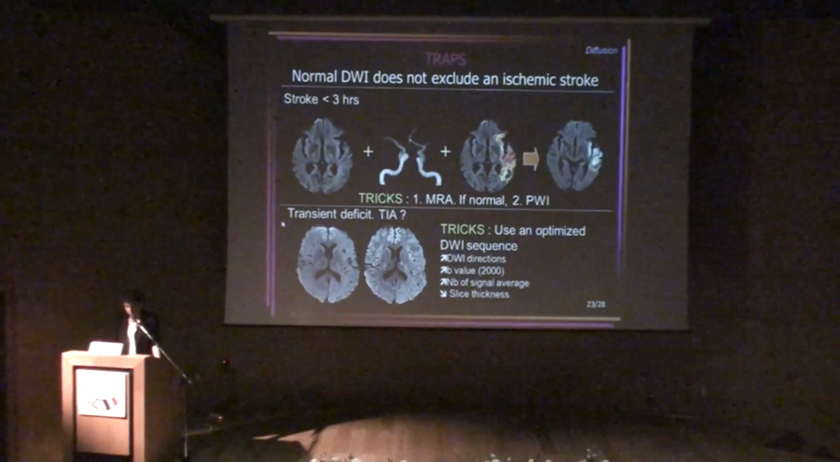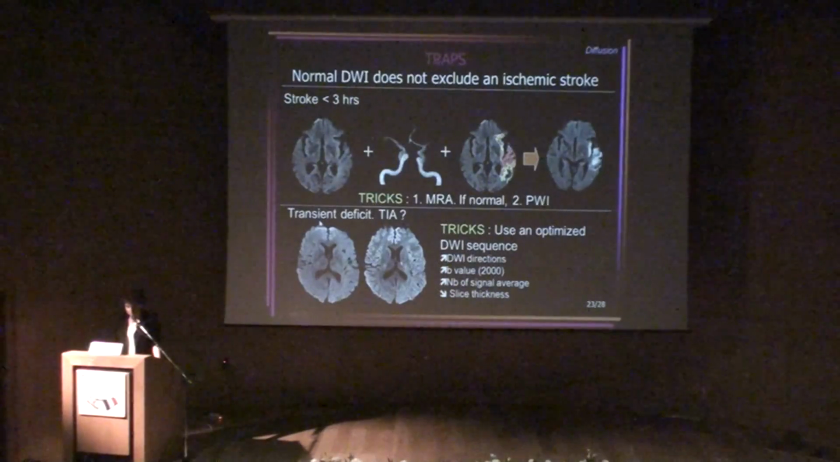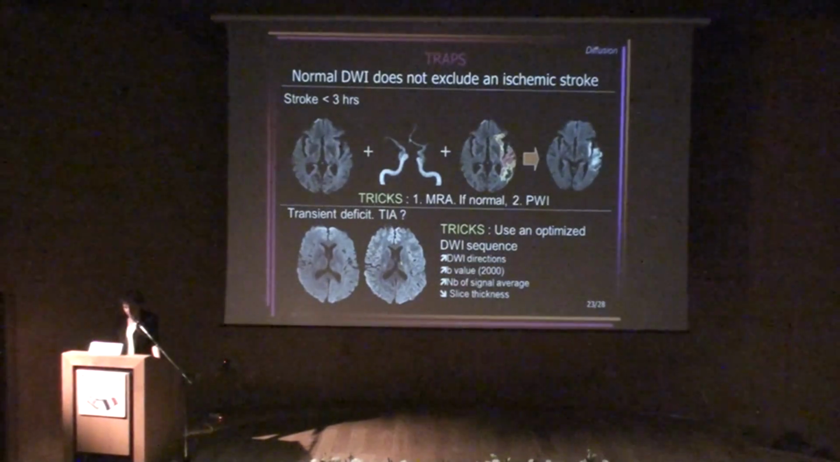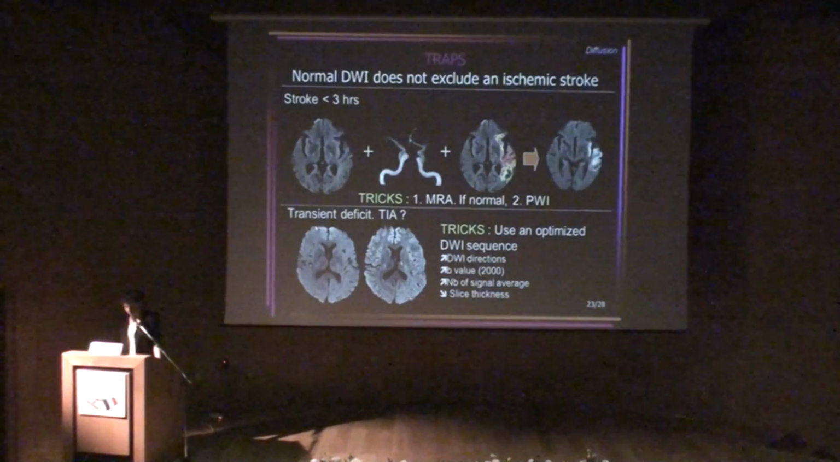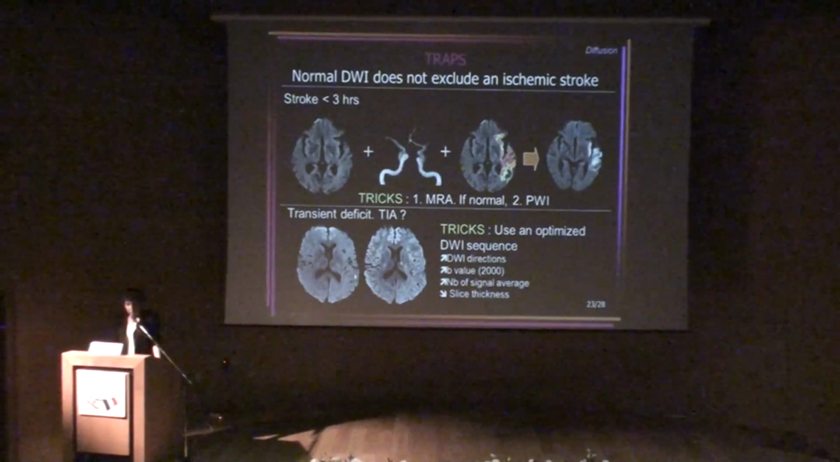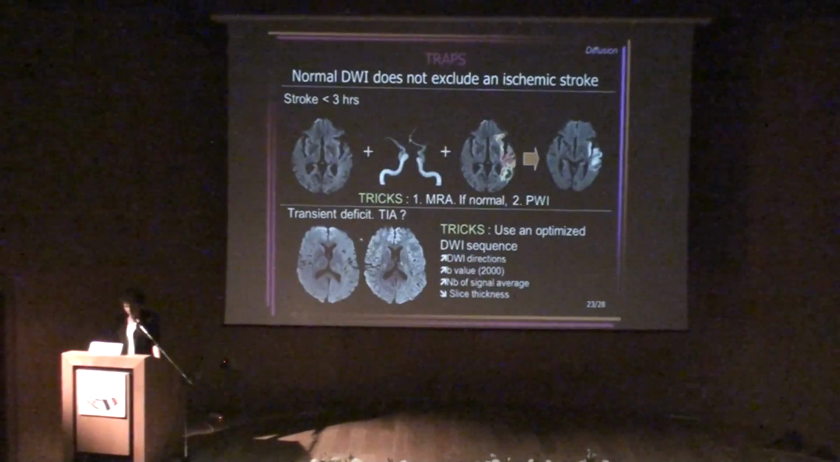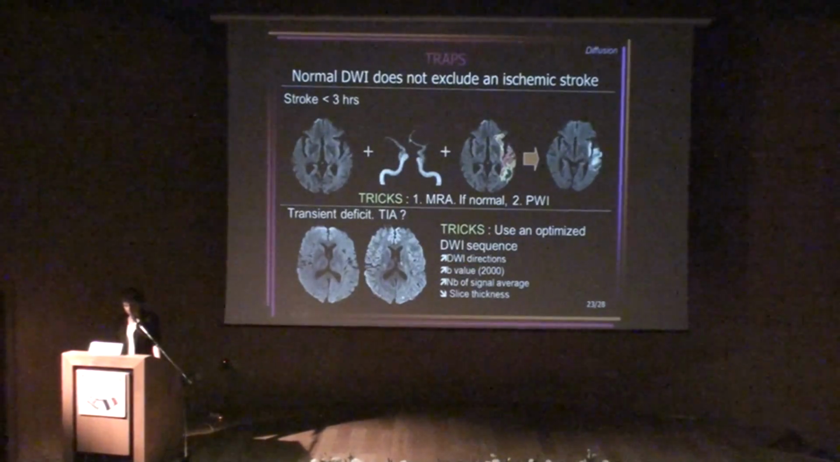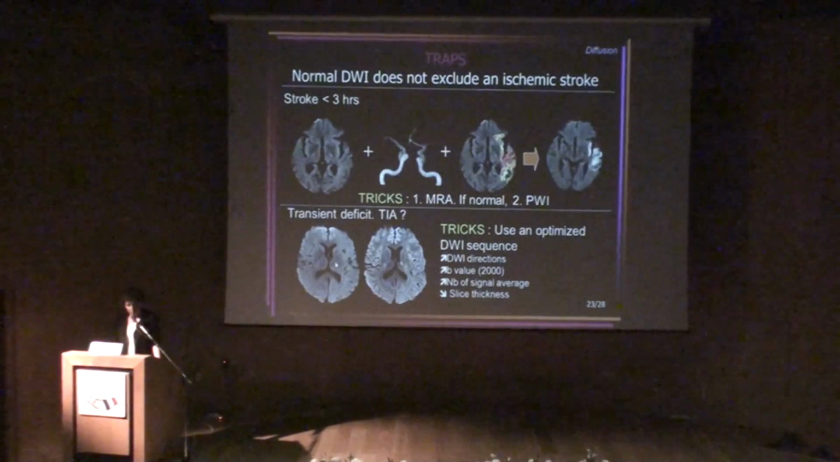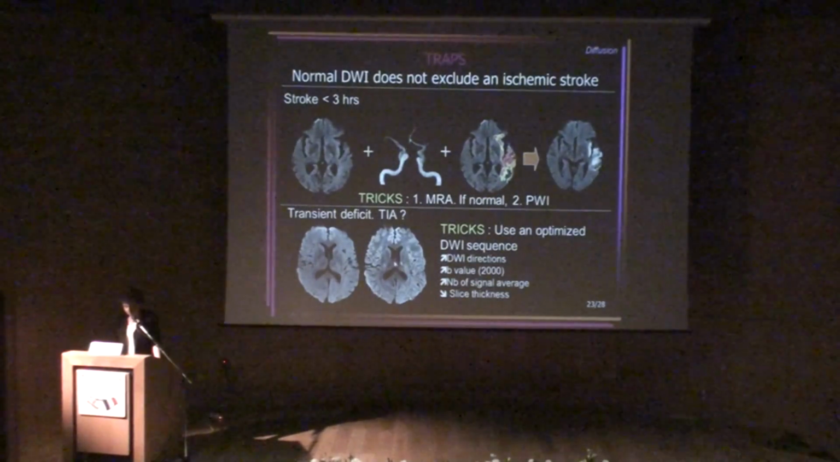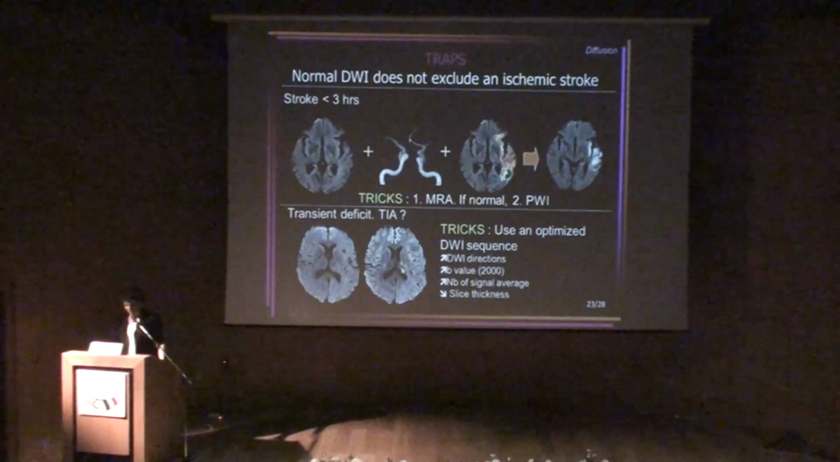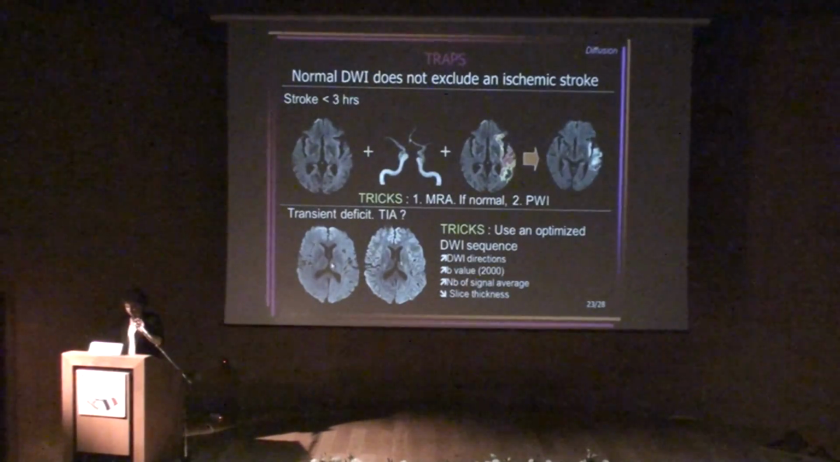The next situation where a normal diffusion does not exclude an ischemic stroke, of course, is TIA. And as you can see here, I think I've shown you this image before. If you run a standard diffusion, and if you run an optimized diffusion, then that will be different. You can capture some lesions with an optimal diffusion sequence that you won't see with a normal one.